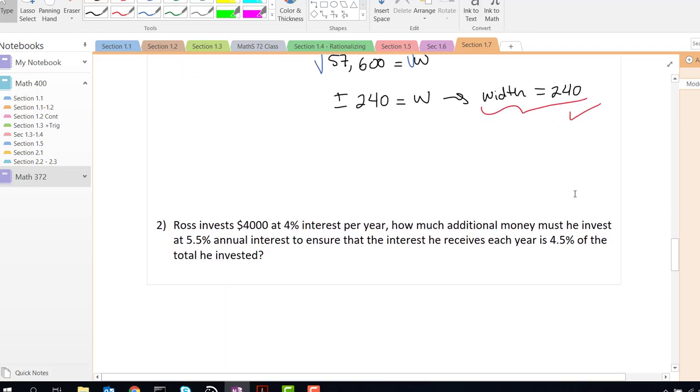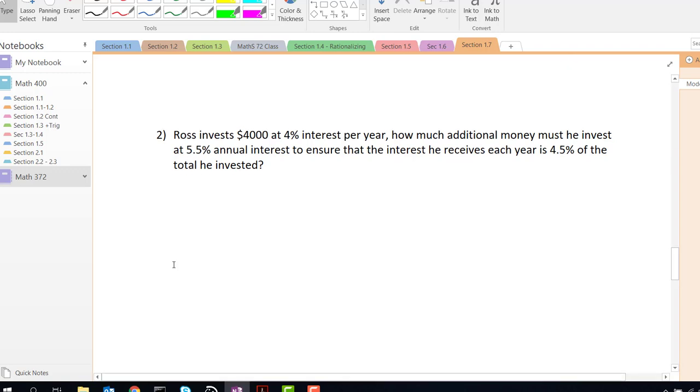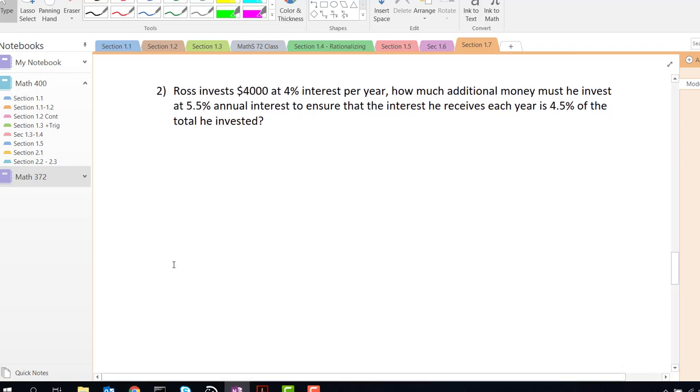So a second example, Ross invests 4,000 at 4% interest per year. How much additional money must he invest at 5.5% annual interest to ensure that the interest he receives each year is 4.5% of the total he invested? So these are the ones that probably when you were back in algebra, they gave you a little bit of trouble. Maybe, maybe not. So we are gonna break it down.